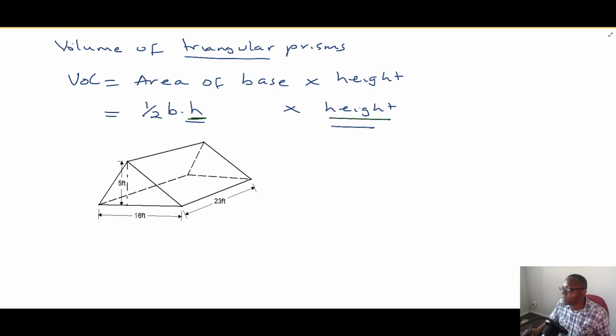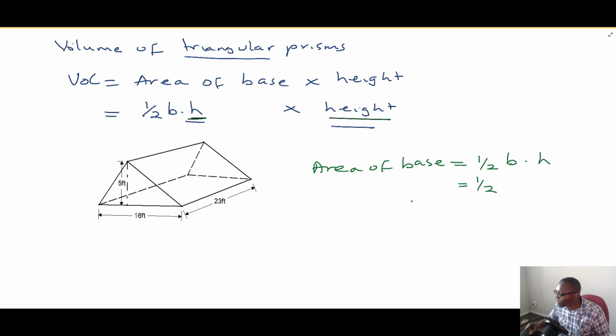So we want to find the volume of this prism here. So the area of the base. We can see here you have a triangle on this side and you have a triangle on this side. So these are your bases, and then the 23 feet represents the height of the prism. So look at this 5 feet here, that represents the height of the triangle. So the area of the base is 1/2 the base multiplied by the height of the triangle. So it's 1/2. The base of the triangle is 16, and then the height is 5.